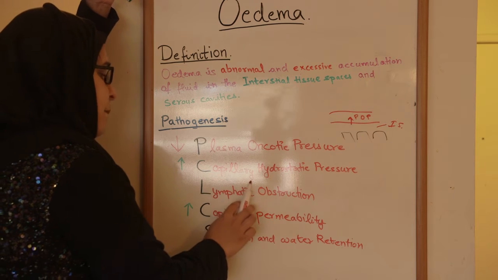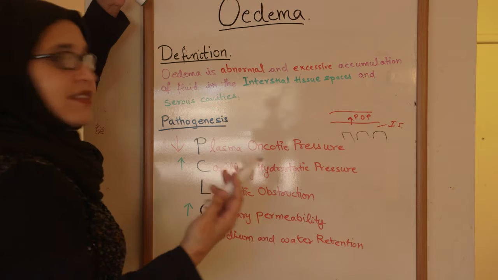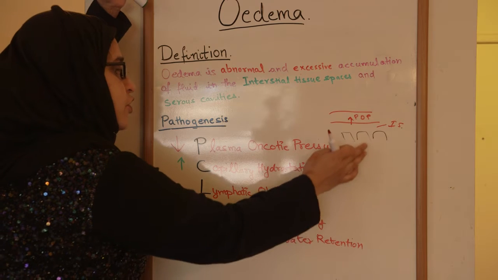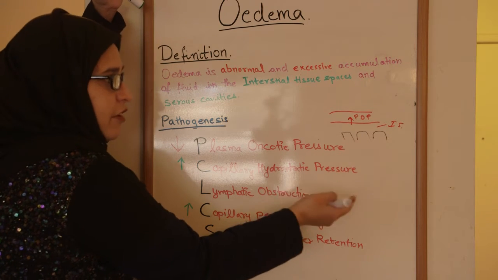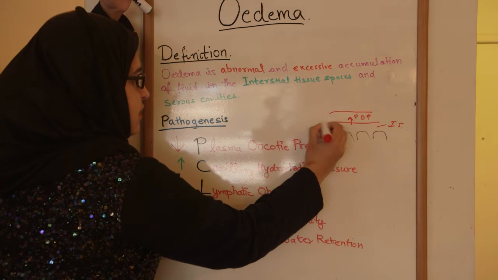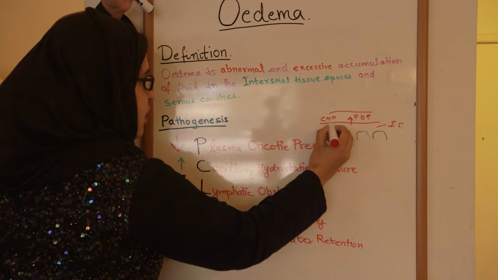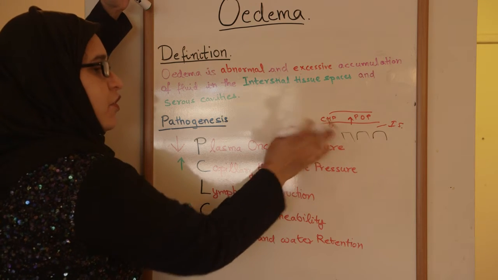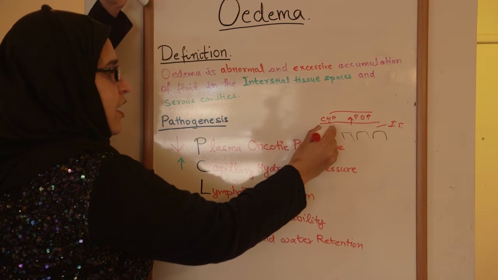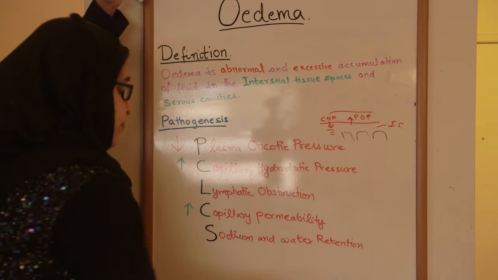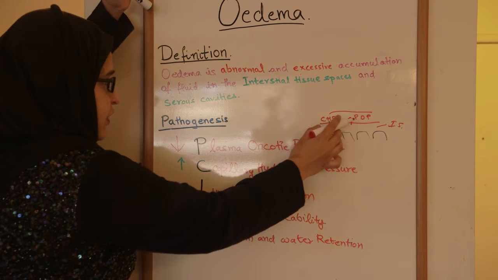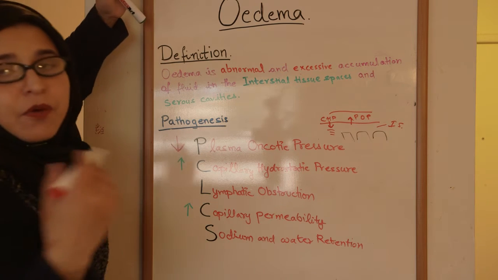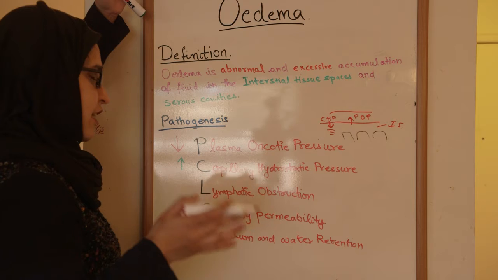Now, an increase in capillary hydrostatic pressure. What is capillary hydrostatic pressure? This is the pressure which is the outward driving force of the fluid. Capillary hydrostatic pressure is an outward driving force. So if it is increased, it means more force on the outward side, which means the fluid is going outside, which means more accumulation of fluid here. So this is increased and this is decreased. And then the lymphatic obstruction. Whenever there is an obstruction in the lymphatics, it may lead to edema.